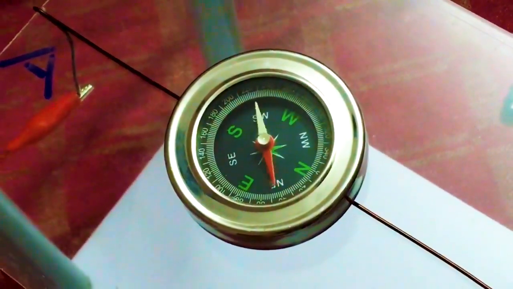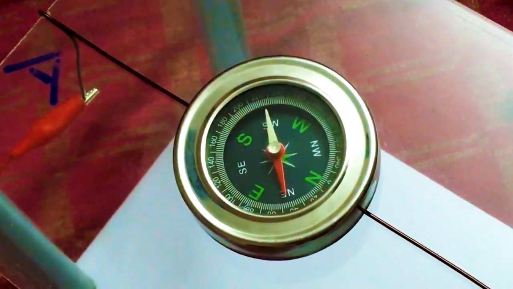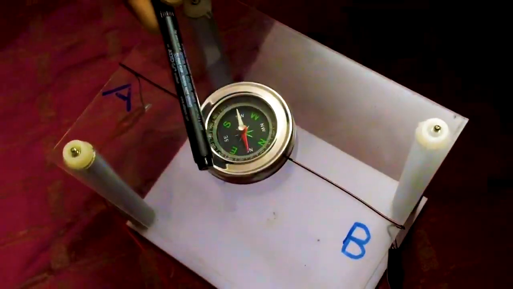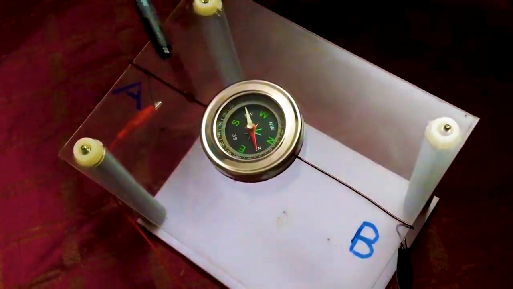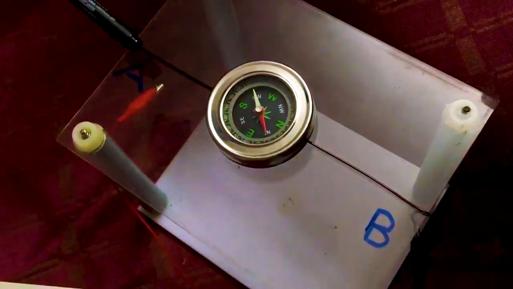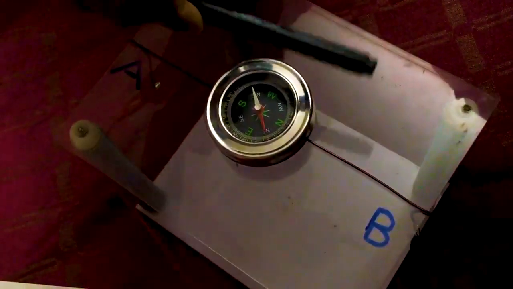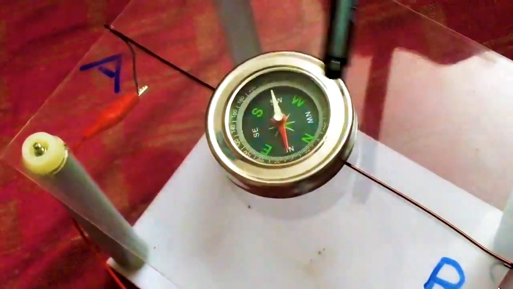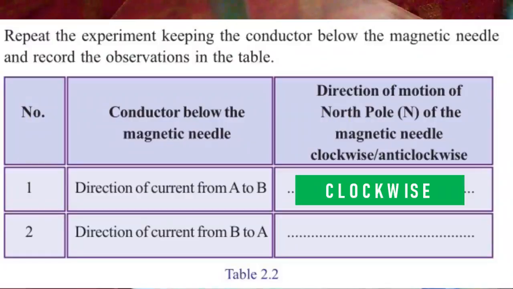You might have noticed the deflection of the north pole of the magnetic needle, which is towards right with respect to the direction of electric current in the conductor. That is from A to B, it deflects towards right. It is deflecting towards east. The direction of north pole is in clockwise direction.